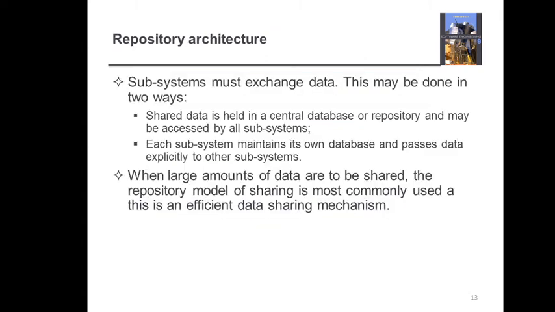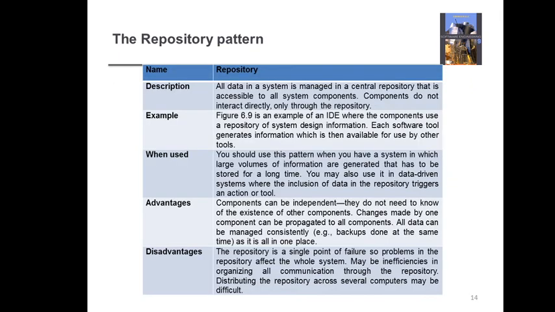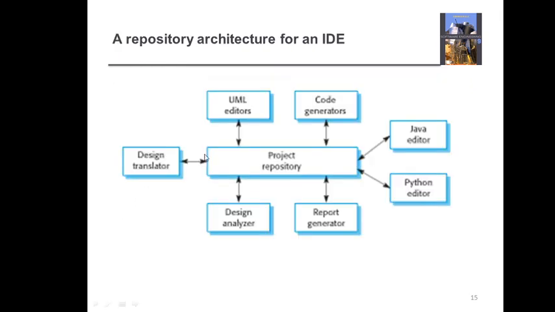Now talking about the second architecture, that is a repository architecture. What we mean by a repository architecture is, we have a central repository, right? The example that is taken here is a project repository. Whenever you go on preparing a project, we have IDEs, integrated development environments. So this is one of the integrated development environments where these different components, you can say, have been integrated with the help of a central repository, right?